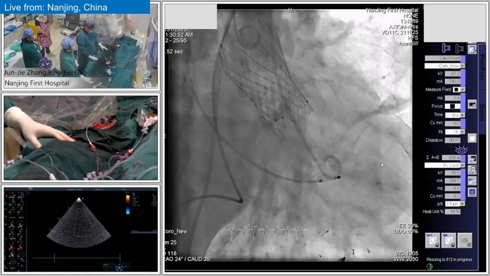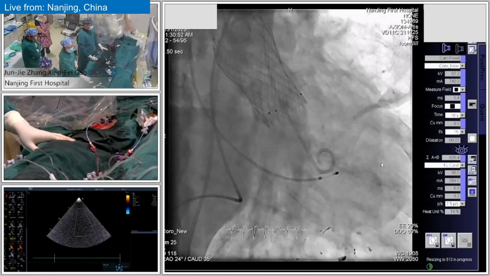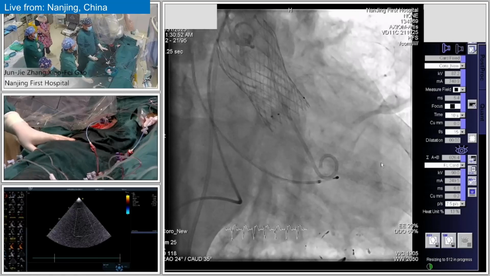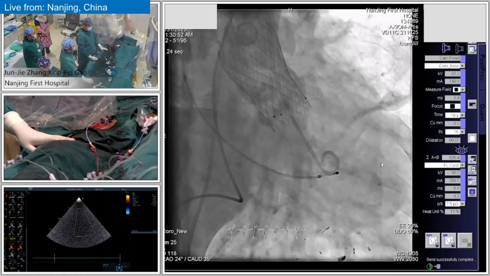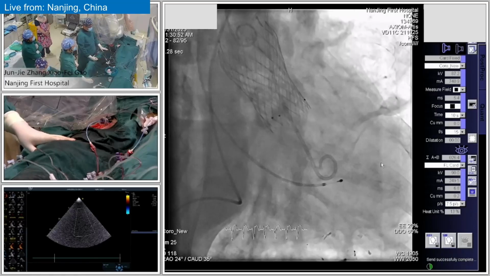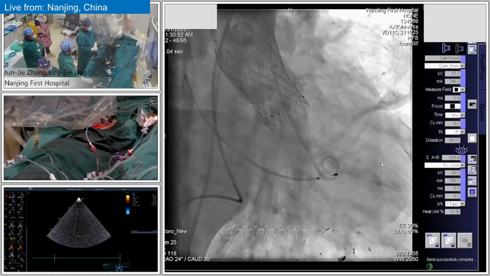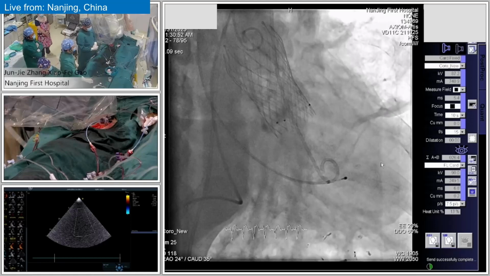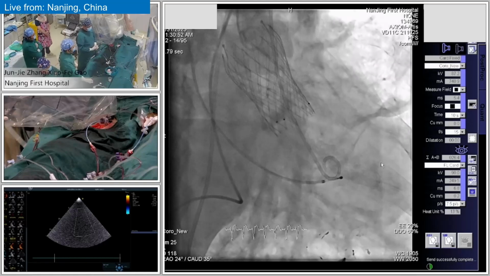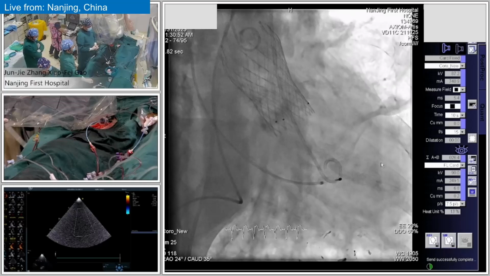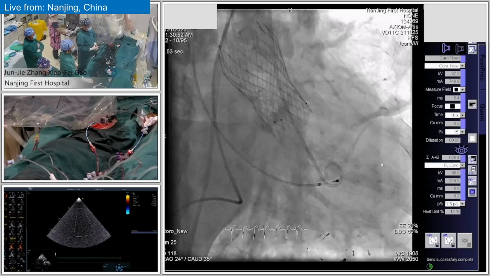Okay, thank you. It's a very great case. And my final question is, for this specific 87-year-old gentleman after the TAVI procedure, what's your antithrombotic strategy for this patient? For this case, I think it's a typical atrial fibrillation. So I will use a NOAC. For this case, I will use rivaroxaban, 50 milligram per day.